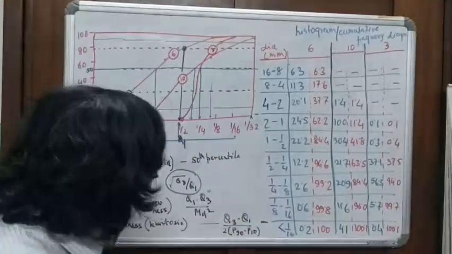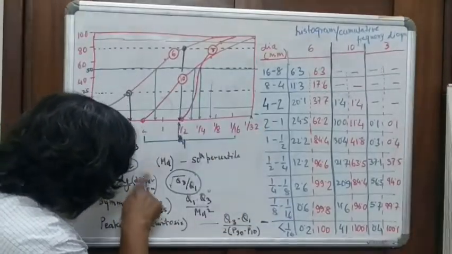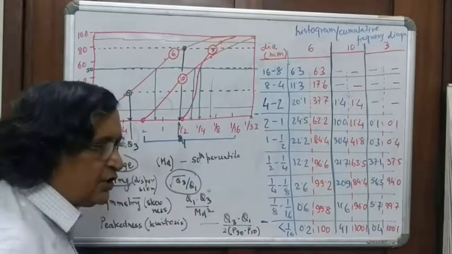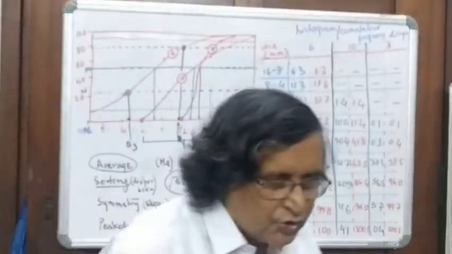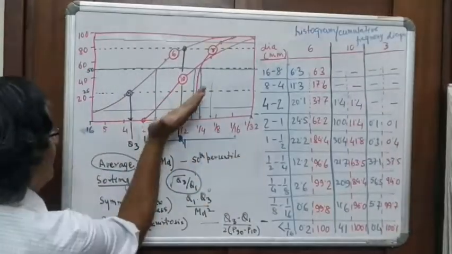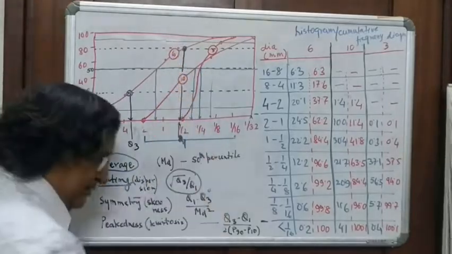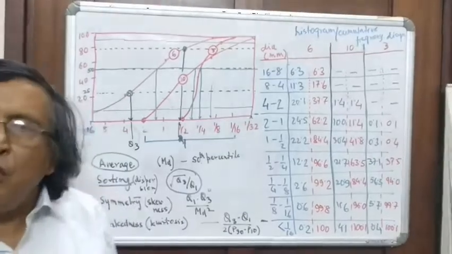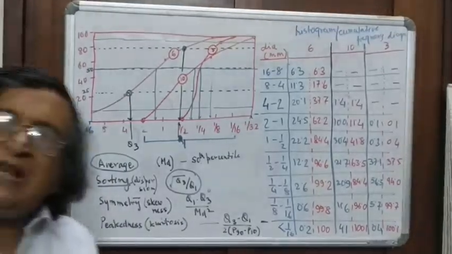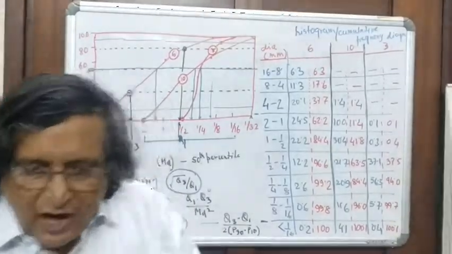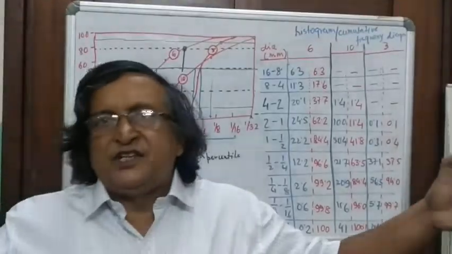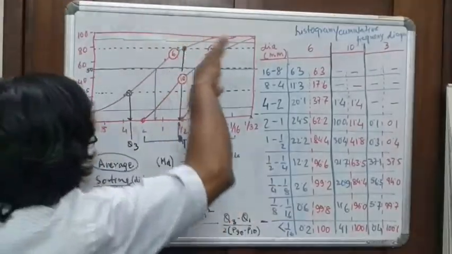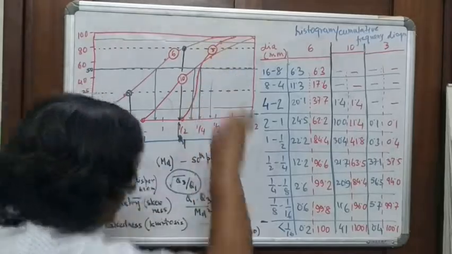So if your sorting value, which is the dispersion, Q3 by Q1, is close to 1, that means the graph has to be steep. Have you understood? The graph has to be steep. Only then will you have a well sorted sediment. But if you have a poorly sorted sediment, then you can understand your graph will be tilted.